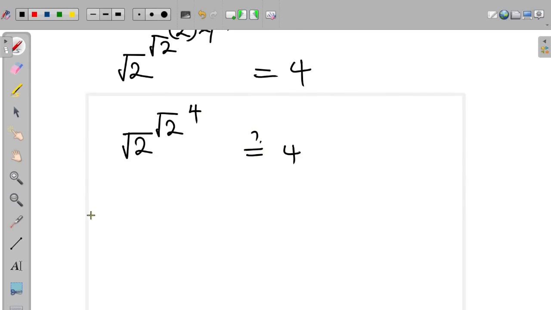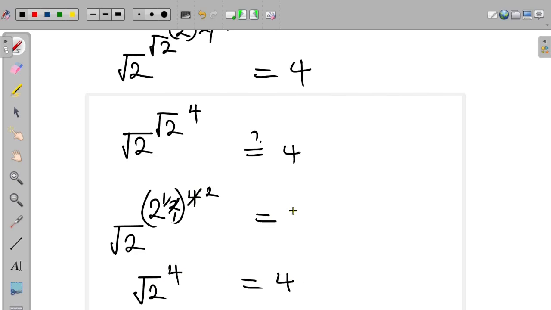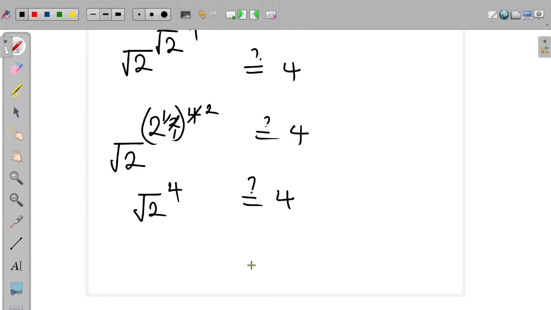Again, we have that root of 2 raised to the power of 2 raised to the power of 1 divided by 2, all multiplied by the index of 4. So 2 come here, we have 1. 2 come here, we have 2. So therefore, we have that root of 2 is equal to 4. We are checking if this is equal to 4. And then lastly, we have that 2 raised to the power of 1 divided by 2, all raised to the power of 4 equal to 4.